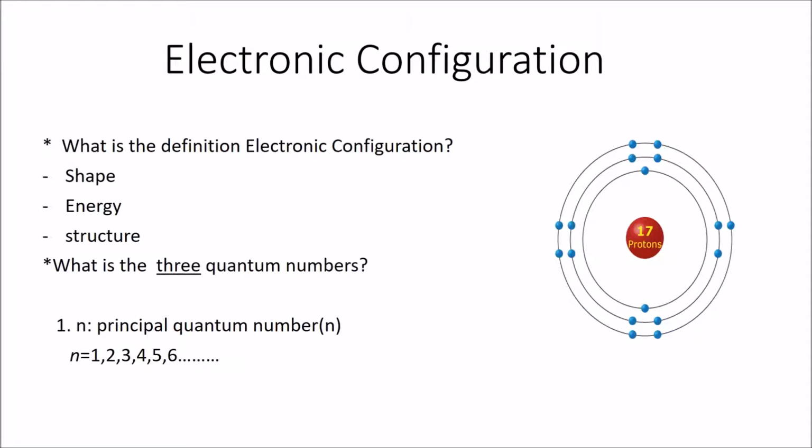The principal quantum number indicates the shell or energy level in which the electron is found. The principal quantum number n can only be a positive, non-zero integer value, like n equal to 1, 2, 3, 4, and so on.